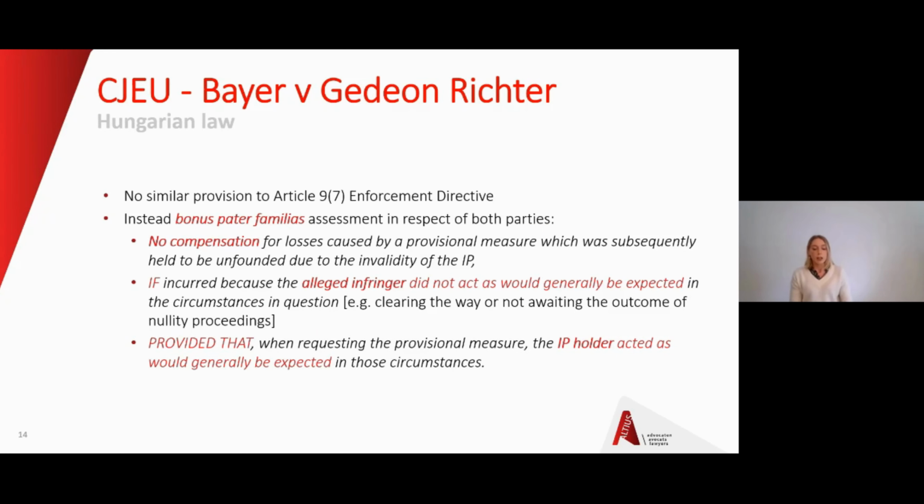A little bit about Hungarian law to better understand how this case works. In Hungarian law, there is actually no similar provision to Article 9.7 of the Enforcement Directive. The way they deal with this situation is by using a bonus pater familias assessment in respect of both parties. Hungarian law says that the defendant, the one who has had this PI imposed, will not be compensated for their loss where they did not act as would generally be expected, so as a bonus pater familias, provided, as the second condition, that the IP holder did act as would generally be expected. So this is a situation where the alleged infringer does not act as a bonus pater familias and the IP holder does act as would be expected.